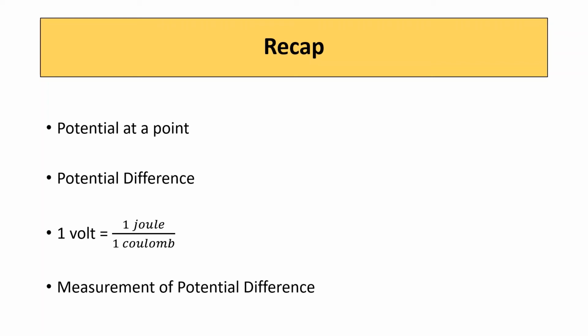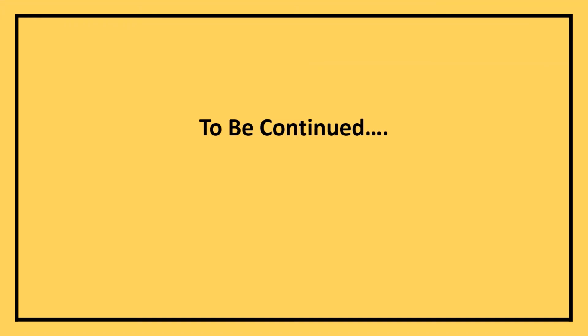Electric current is the flow of electric charges, and for the flow of electric charges there must be a potential difference. Charge will always flow from a higher potential to a lower potential. I hope you understood the session.